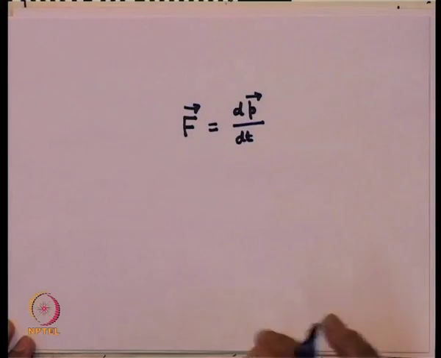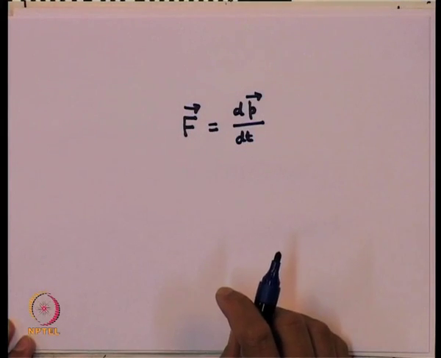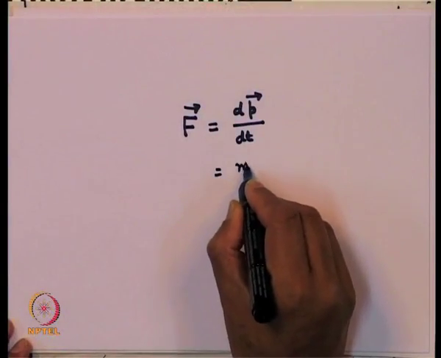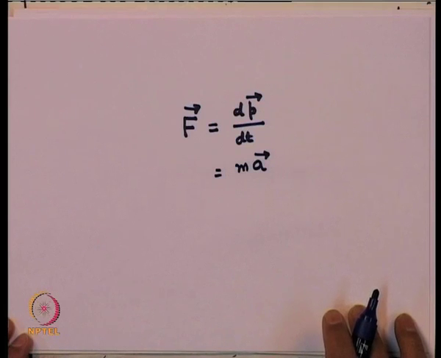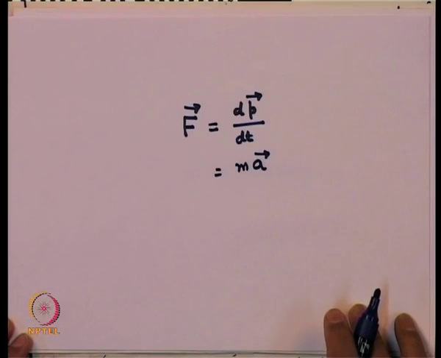Because in classical mechanics, p is given by mass into velocity, where mass is supposed to be constant. Therefore, equivalently we can write this relationship in the form of mass into acceleration, because rate of change of velocity with respect to time is given as an acceleration. So, in classical mechanics, we can use either of the two ways to express the force, either as a rate of change of momentum or mass into acceleration. We shall just now see that in relativity, we have to choose one of the two, and in fact, in relativity, we choose the first one.